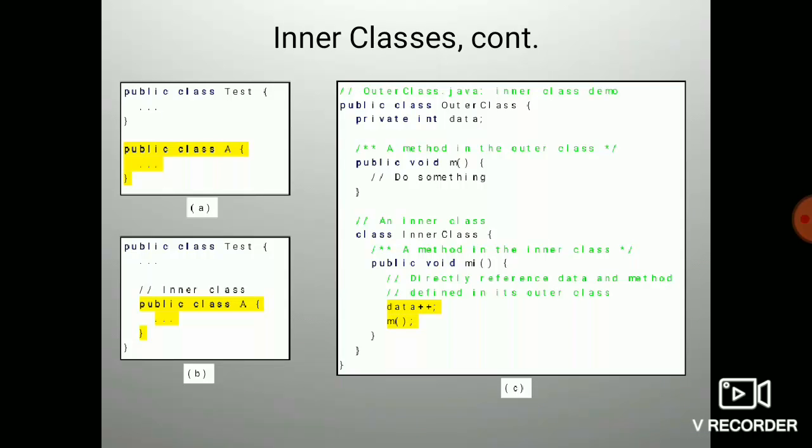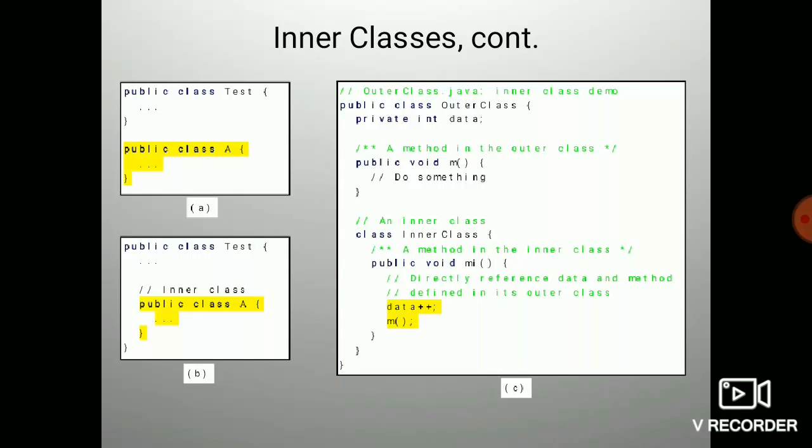One example is given. The basic structure of how the inner class can be declared is given first, and second is the whole example. So let's go with the general structure. The class is Test, and the inner class named A is defined in diagram A, whereas in diagram B, public class A is the inner class. Let's see the whole example with diagram C.